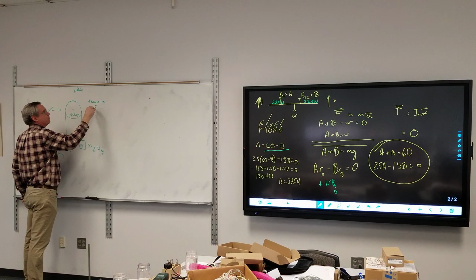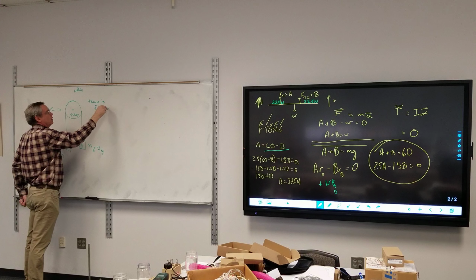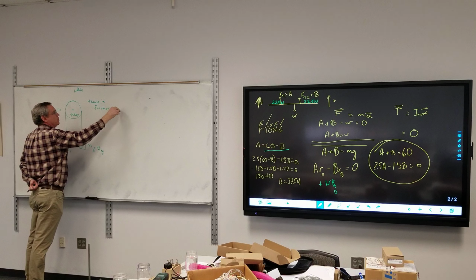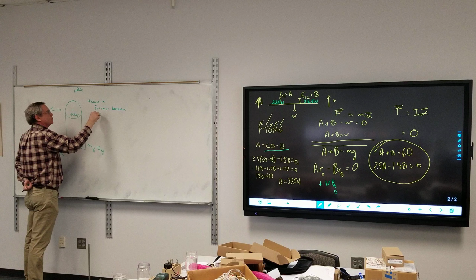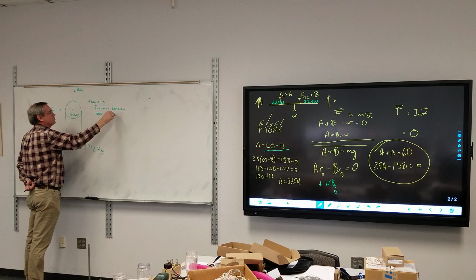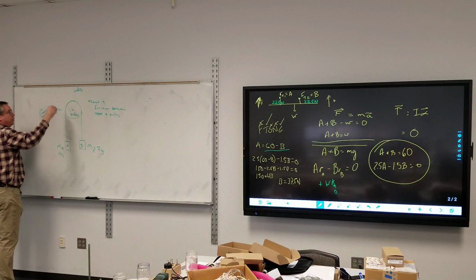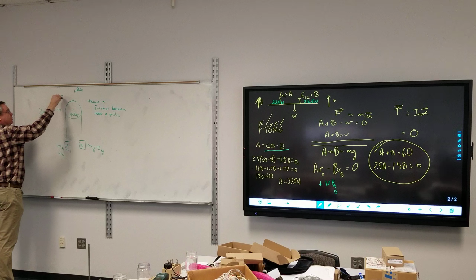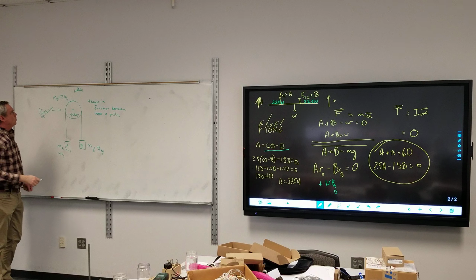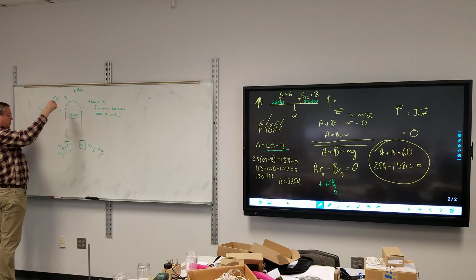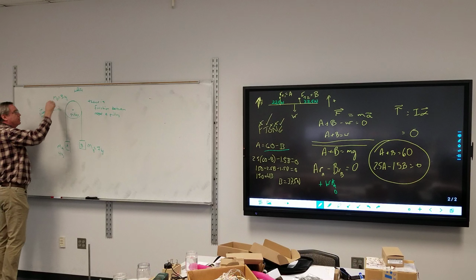There is friction between rope and pulley. We need a mass of the pulley. The mass of the pulley is 2 kilograms. Oh, I'm using 2 already. Let's see, I'm not using 3.